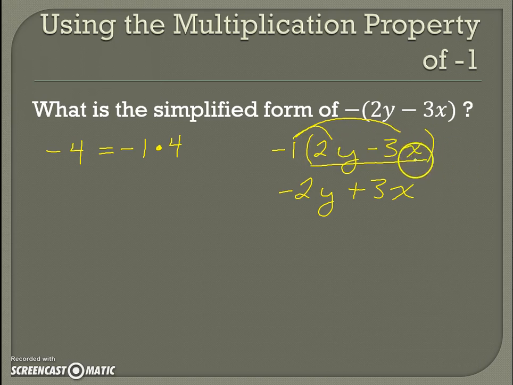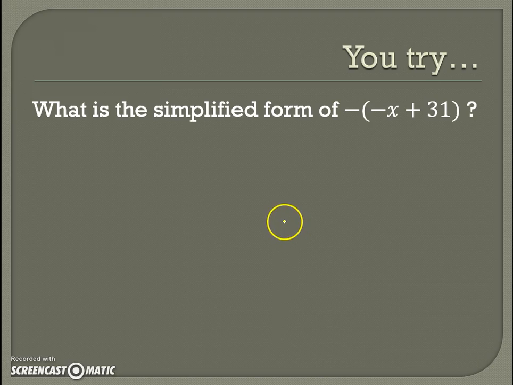But when you do that, it means you're going through and changing all of the signs of the different terms. So here's one for you to try. Go ahead and try that out. And hopefully after you're finished, you found x minus 31. Should not be too difficult for you.